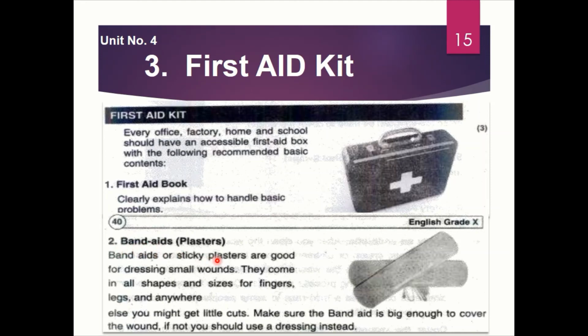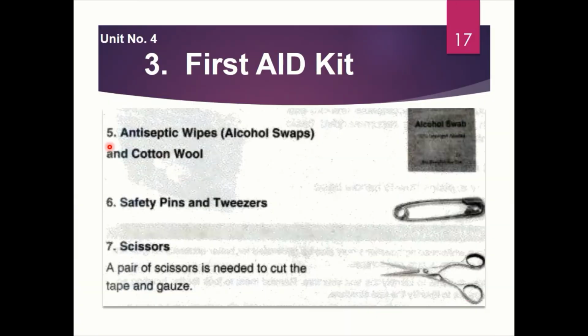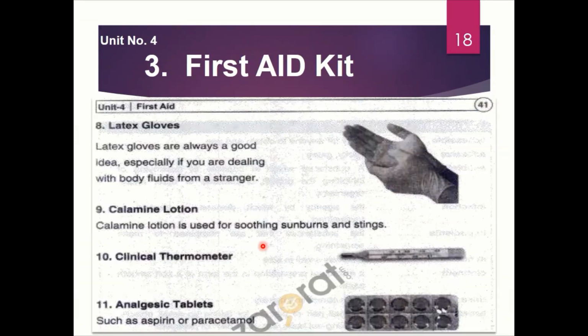Second is band-aids or plasters. Then there should be some elastic bandages, then gauze and adhesive tape, then antiseptic wipes, alcohol swabs and cotton wool. Safety pins and tweezers are also essential. Then there should also be a pair of scissors in your first aid kit. Latex gloves are also very important to handle the injuries or wounds. Then there should be calamine lotion in your first aid kit.